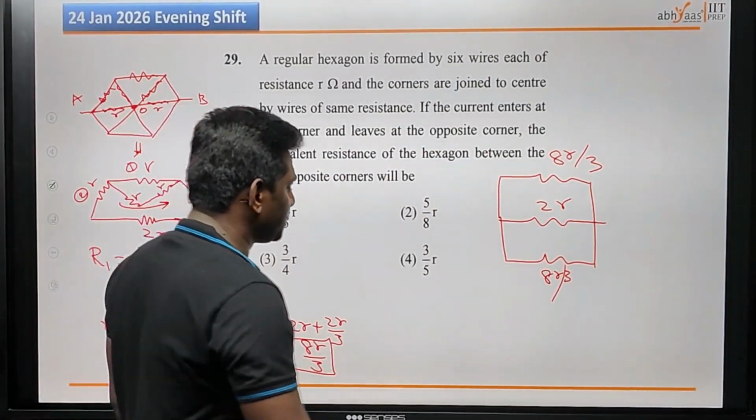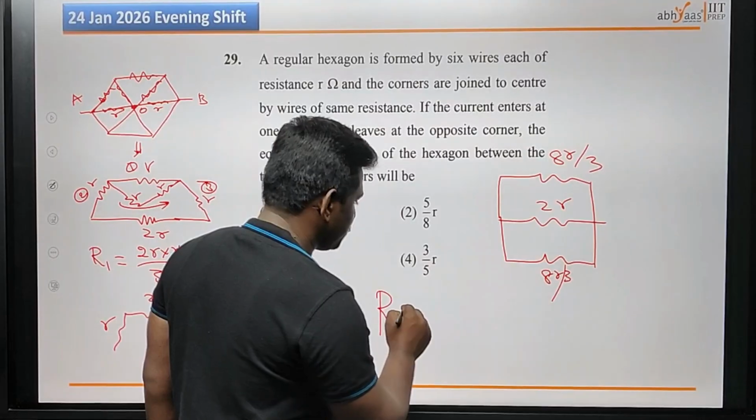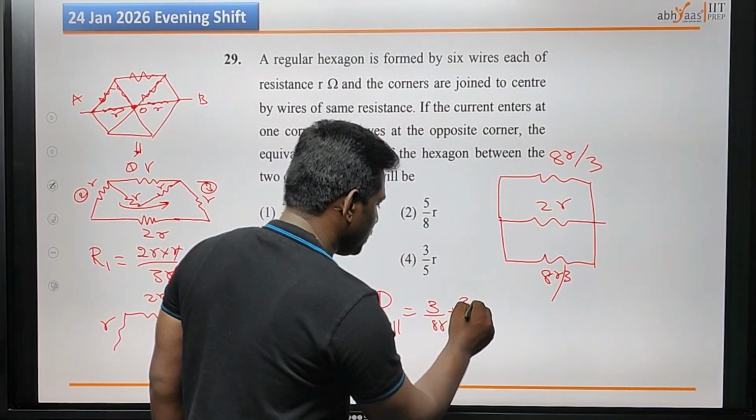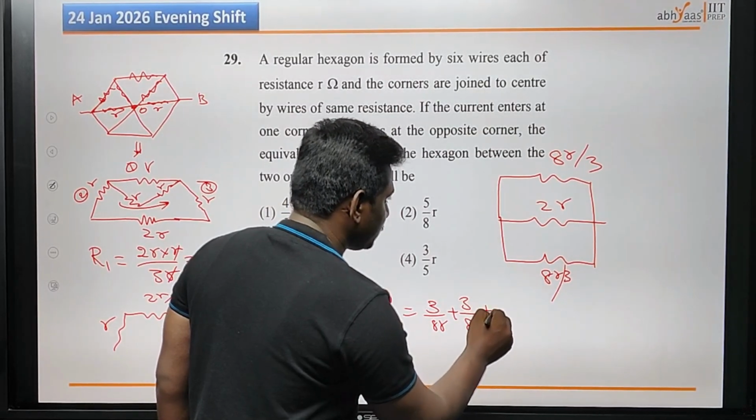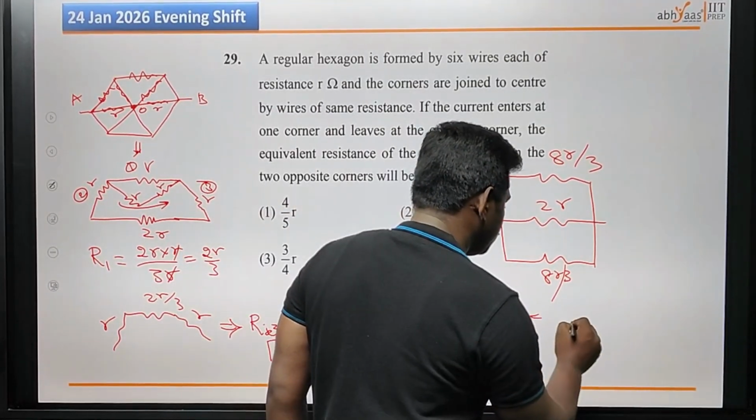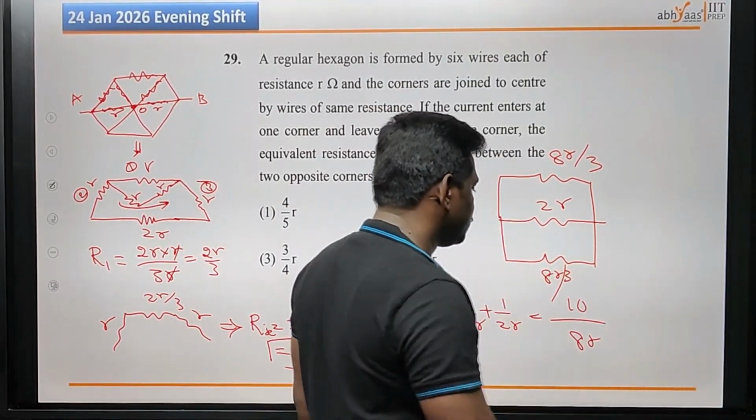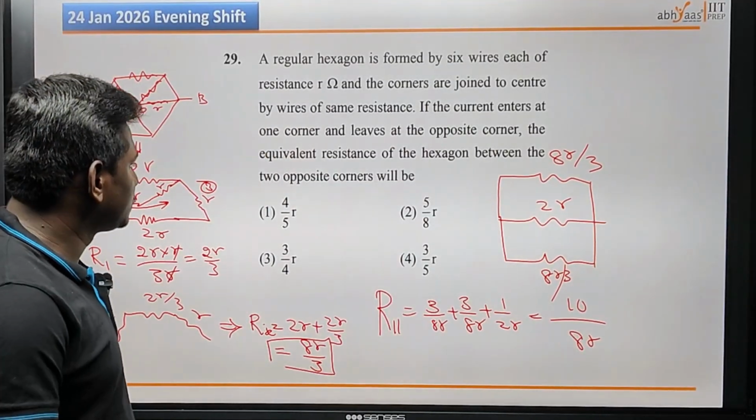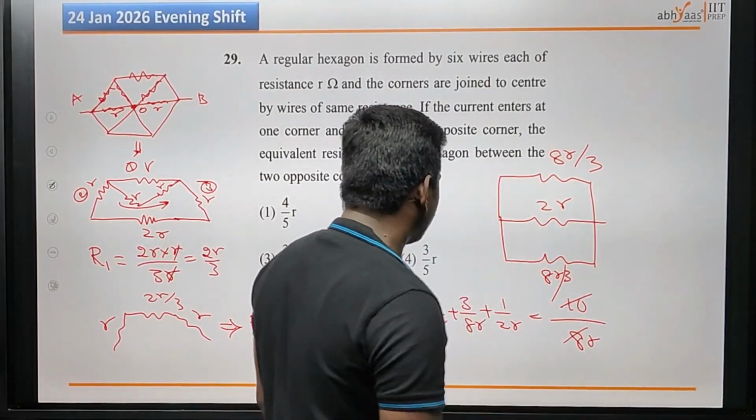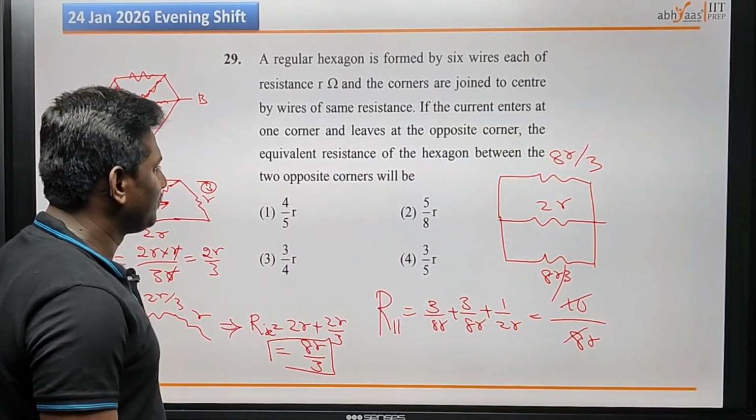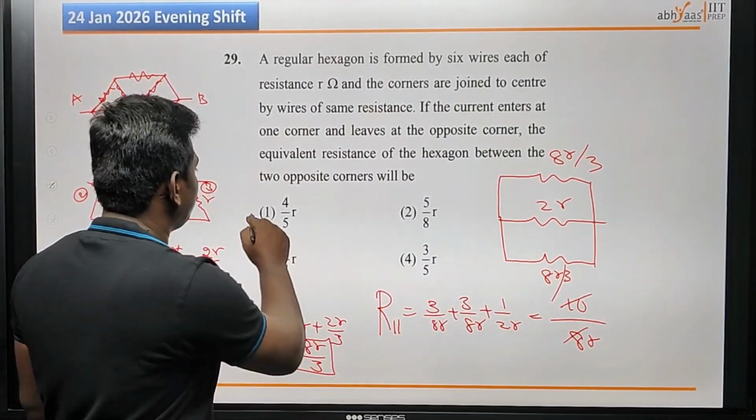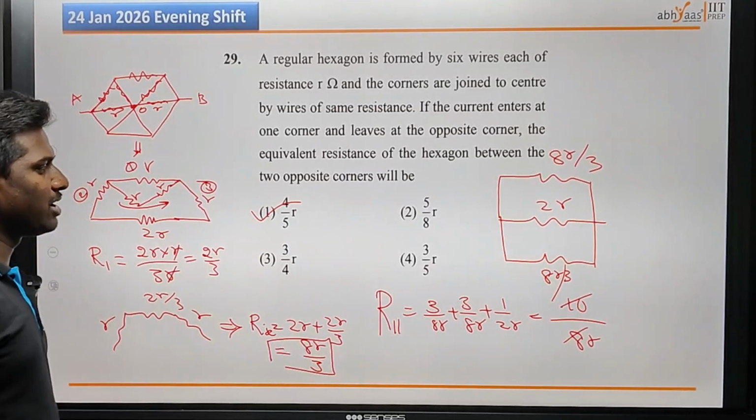So for parallel combination, 1 by R parallel is 3 by 8R plus 3 by 8R plus 1 by 2R. So take LCM, 10 by 8R. So you can simply write 5 by 4. This is R parallel. So you will get 4R by 5.